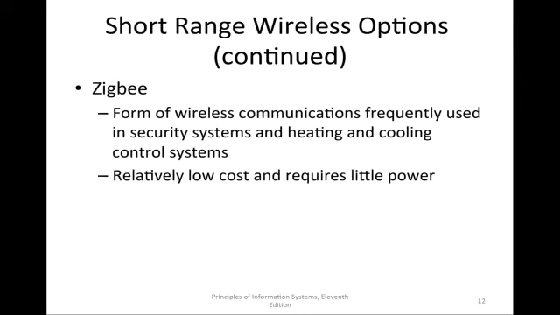So let's continue with short-range wireless options. We have ZigBee, a form of wireless communication frequently used in security systems and heating and cooling control systems. And it's relatively low cost and requires little power.